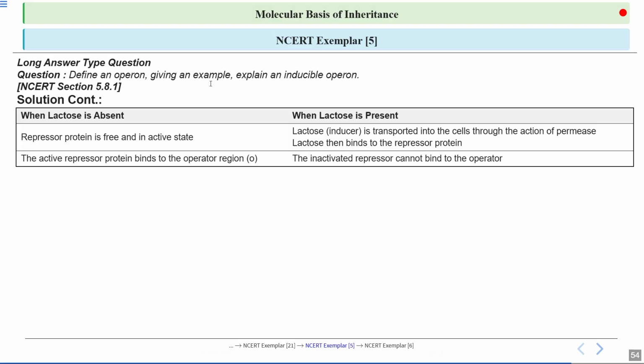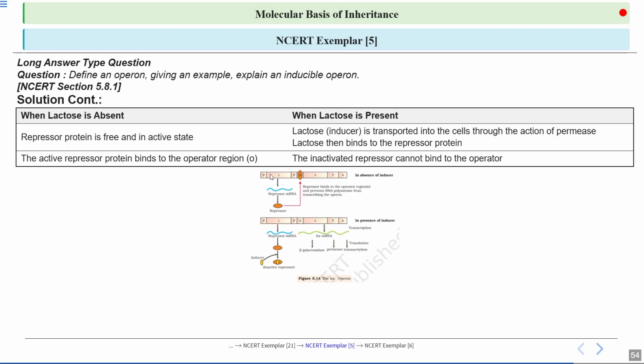So the lac operon is an example of an inducible operon. When lactose is absent, it is switched off because the repressor can bind to the operator. When lactose is present, the repressor cannot bind to the operator region. This is an image showing you the lac operon.